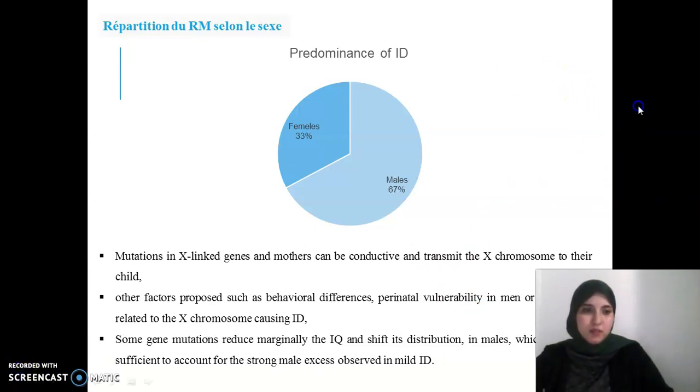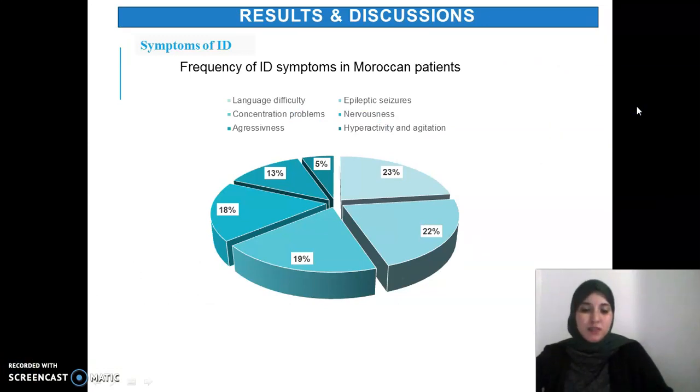The most common behavioral signs in our subjects were language difficulty, 23%, epileptic seizures, 22%, concentration problems, 19%, nervousness, 18%, aggressiveness, and hyperactivity and agitation. There is a relation between ID and these symptoms.